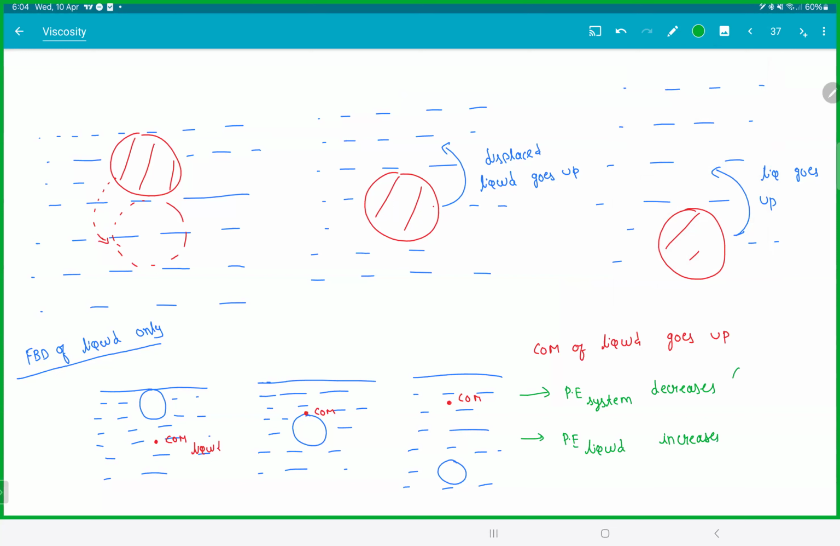So when I say system here, it is ball plus liquid. Remember, the ball is denser than the liquid. So a heavier ball is sinking, so the center of mass of the whole system is going down. The center of mass of the liquid goes up. The center of mass of ball plus liquid goes down.